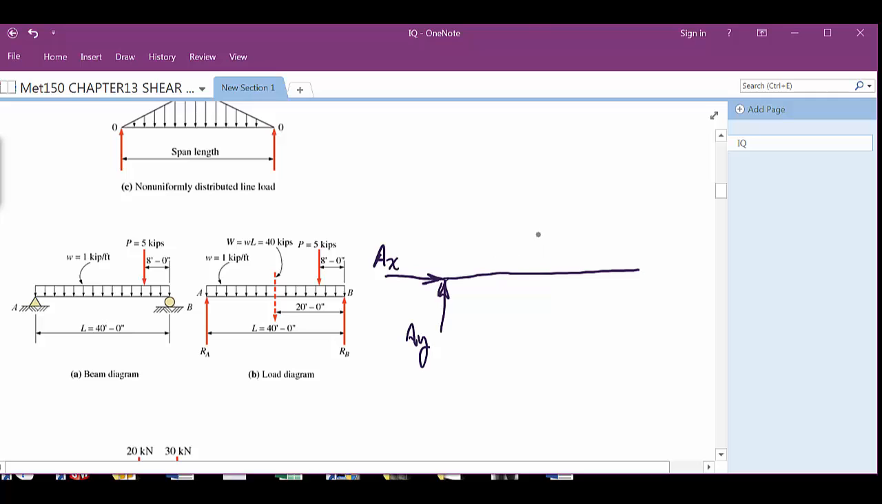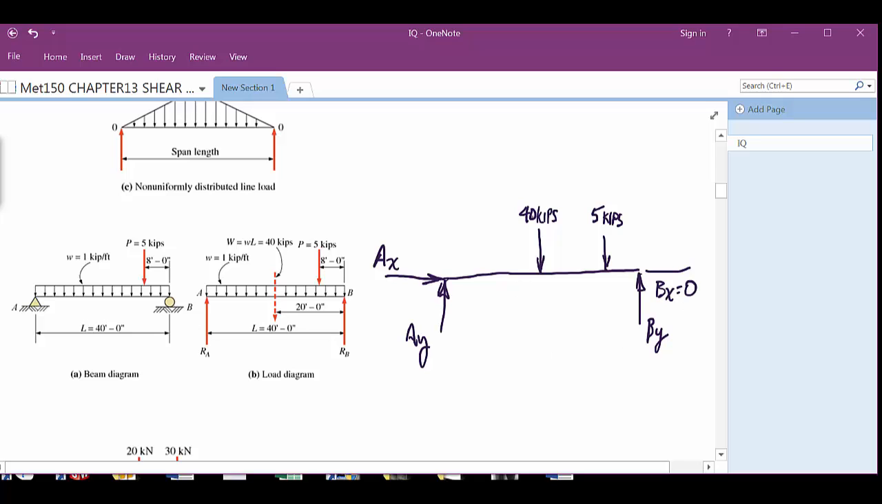You've got the weight of the beam, it says, is 1 kip per foot, so it's 40 feet long, so it's 40 kips here, right? Then we've got a 5 kip force. And then we've got just the BY. BX is 0, right?